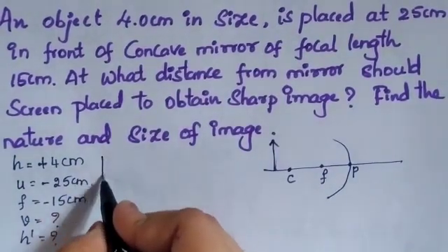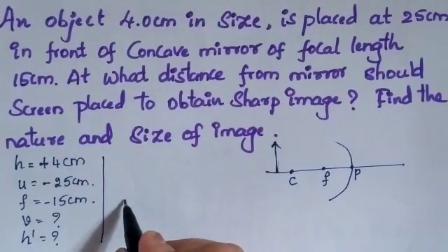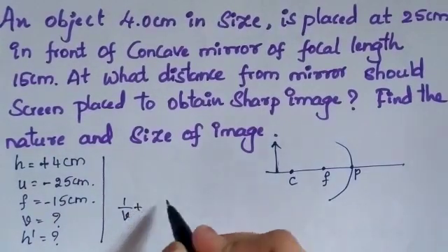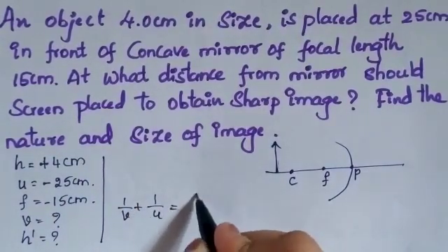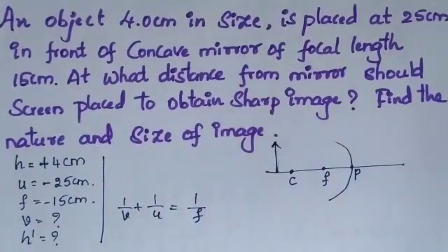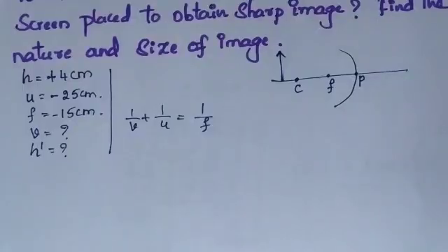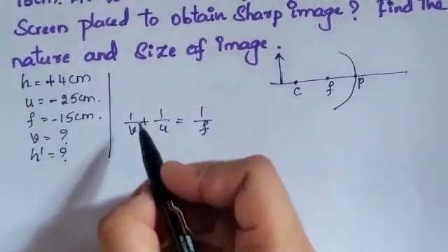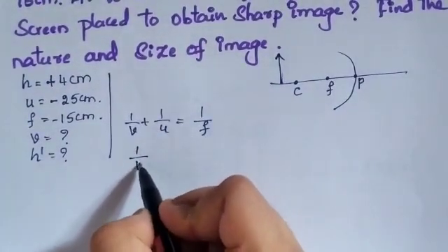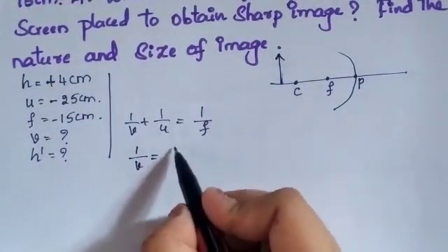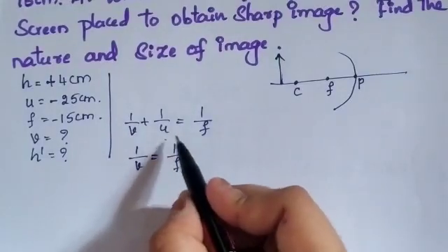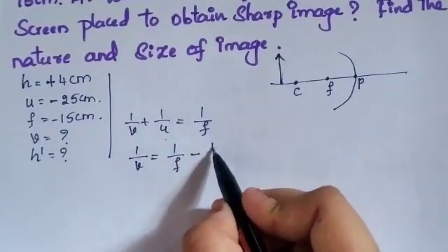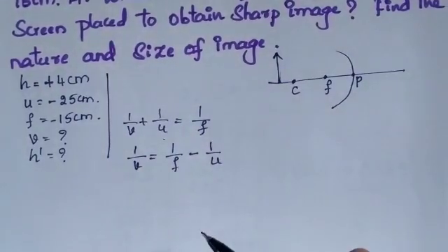So let me use the formula. What is the formula? We know that 1 by V plus 1 by U is equal to 1 divided by F. This is the mirror formula. Now let me rearrange the formula to get the V value. 1 by V is equal to 1 by F as it is, plus 1 by U. When it comes to this side, it becomes minus 1 by U.